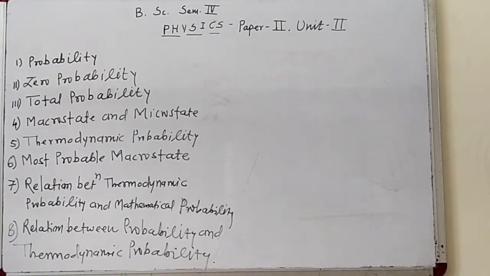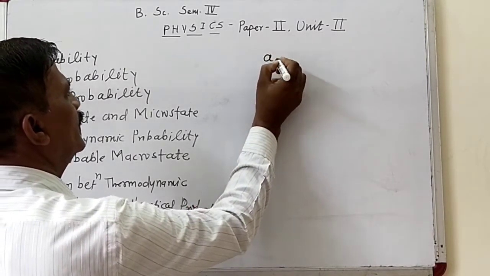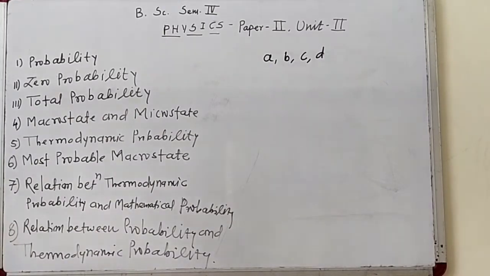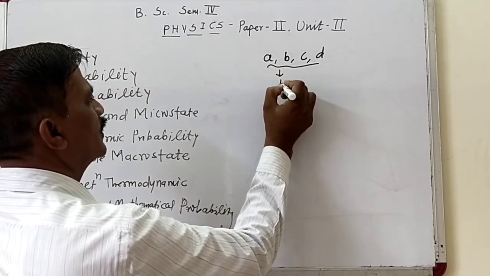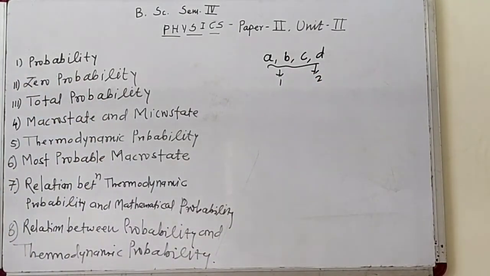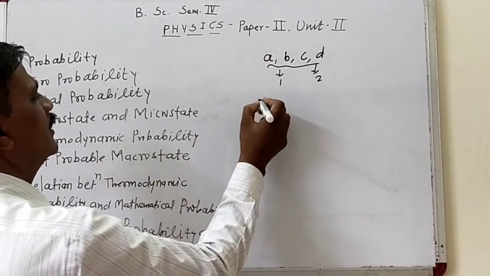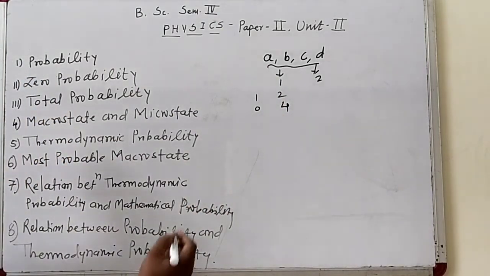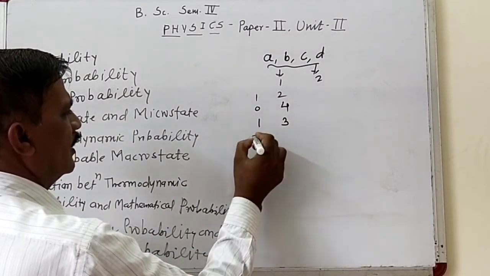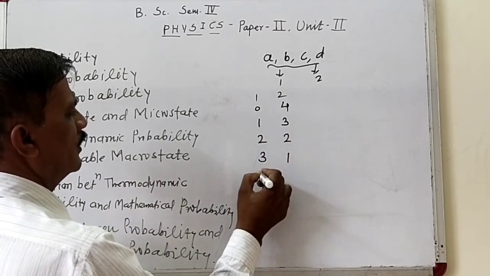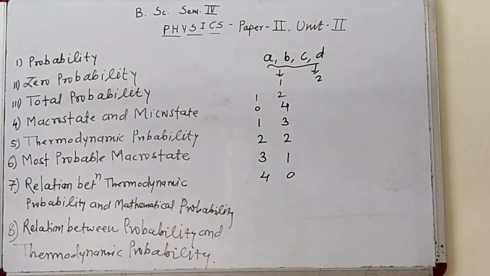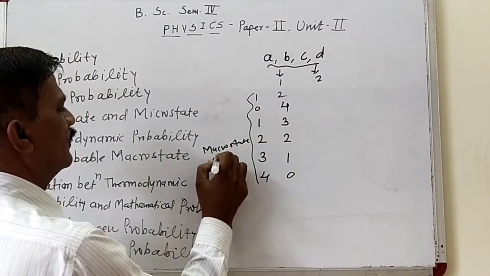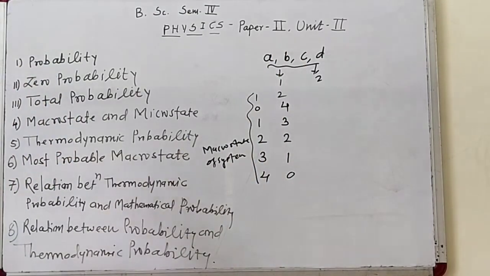Then what are the macrostate and microstate of the system? Suppose we take 4 distinguishable particles, A, B, C, D. Your aim is to distribute these 4 particles in 2 compartments, first and second. What are the possibilities? The first possibility is 0 particles in the first compartment and 4 in the second. The next possibilities are 1 and 3, 2 and 2, 3 and 1, 4 and 0. These possibilities are nothing but the macrostates of the system of 4 distinguishable particles.